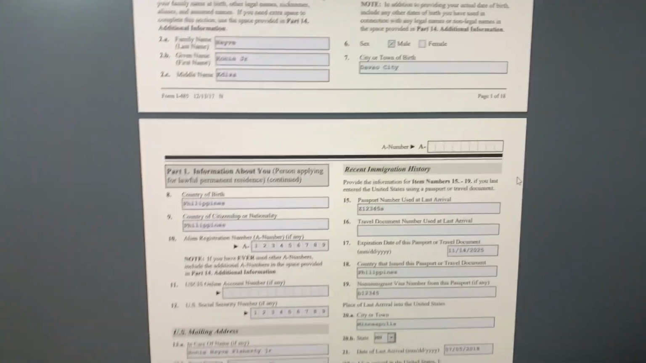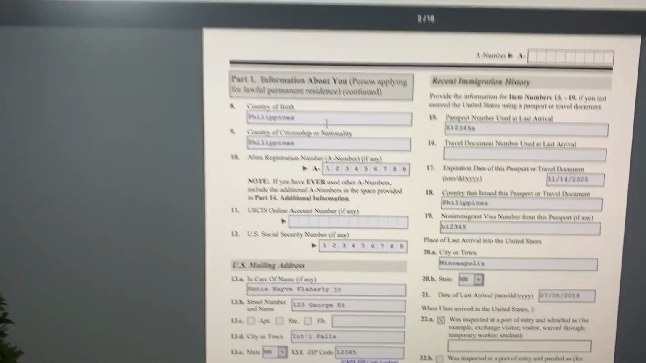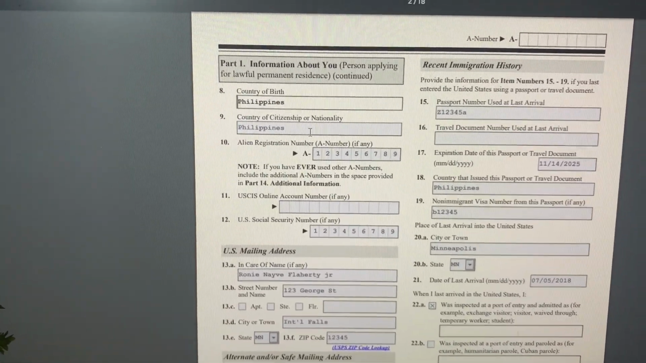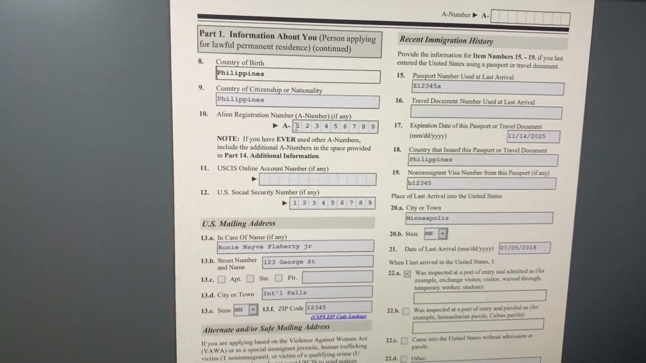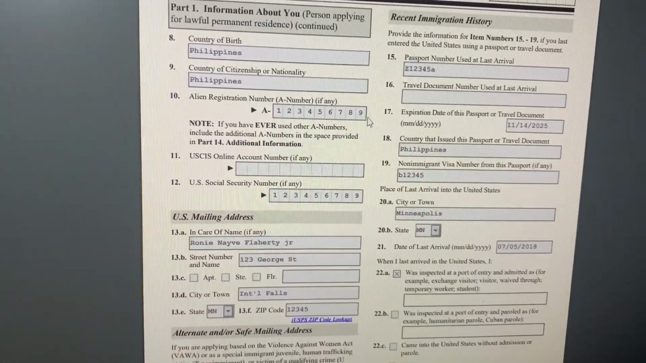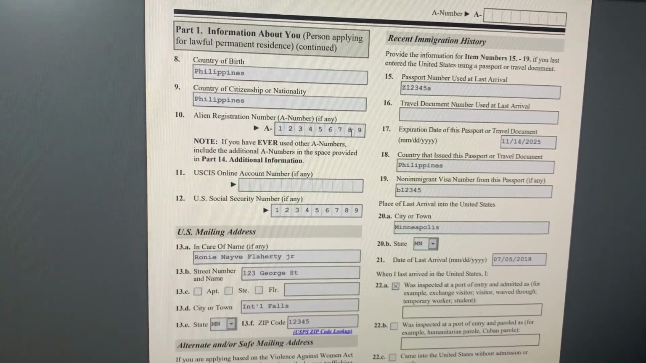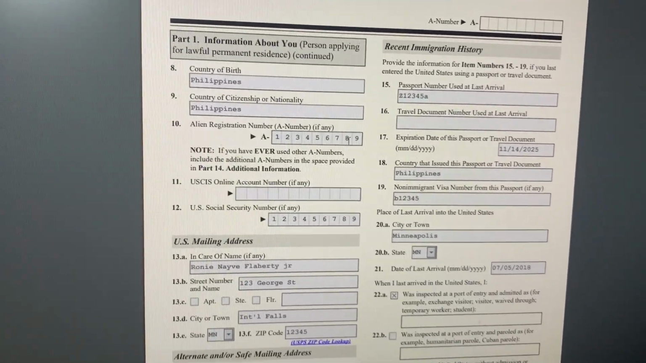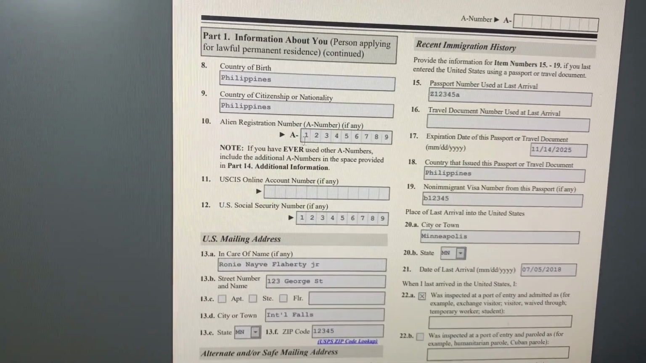So on page 2 we have number 8, country of birth, Philippines. Country of citizenship or nationality, Philippines. My alien registration number: if you want to look for your alien registration number, it's just on your I-797 or your notice of action 2. In your NOA 2, there's a number there.